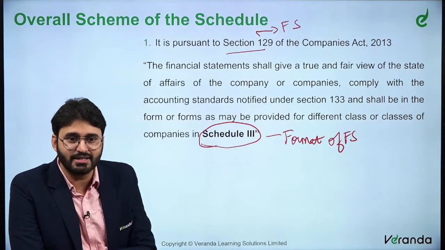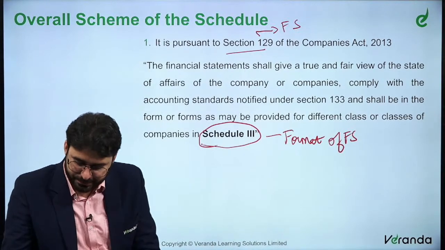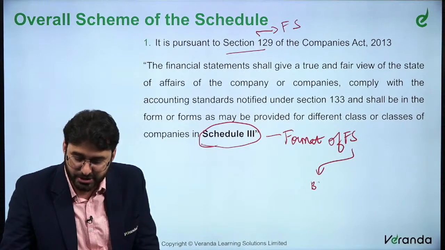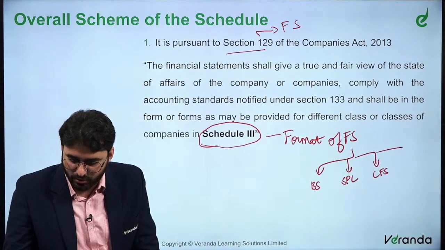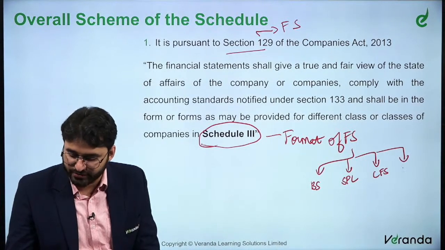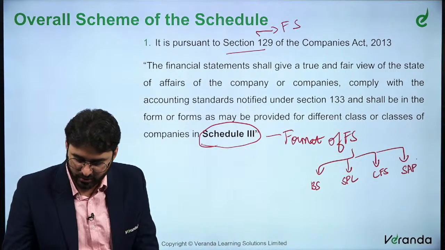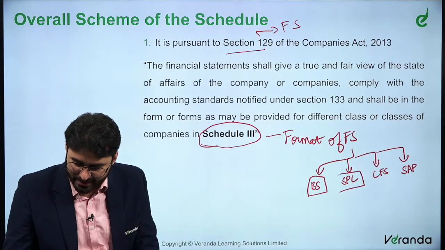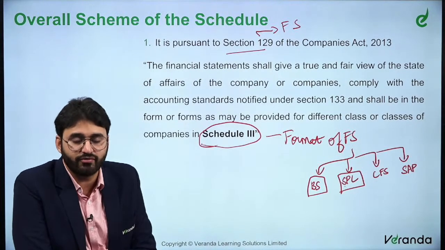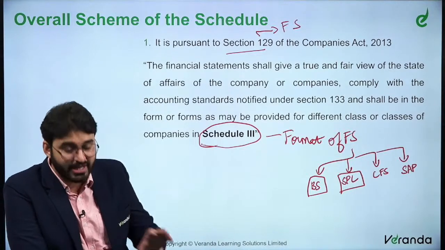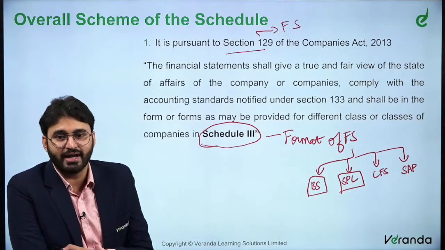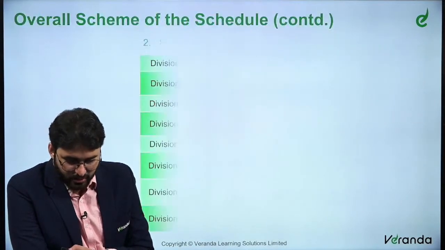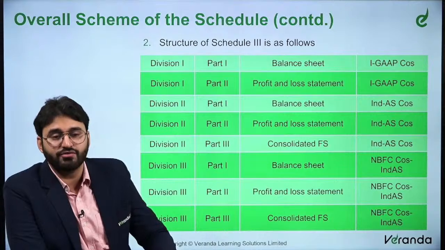Now what is a financial statement? Just let me take a step back. Financial statements consist of the balance sheet, the statement of profit and loss, the cash flow statement, and it also consists of a summary of significant accounting policies. Schedule 3 prescribes the balance sheet and the statement of profit and loss. There is no 'statement of profit and loss account'. It is statement of profit and loss. Right? Going forward, now, the structure of Schedule 3.